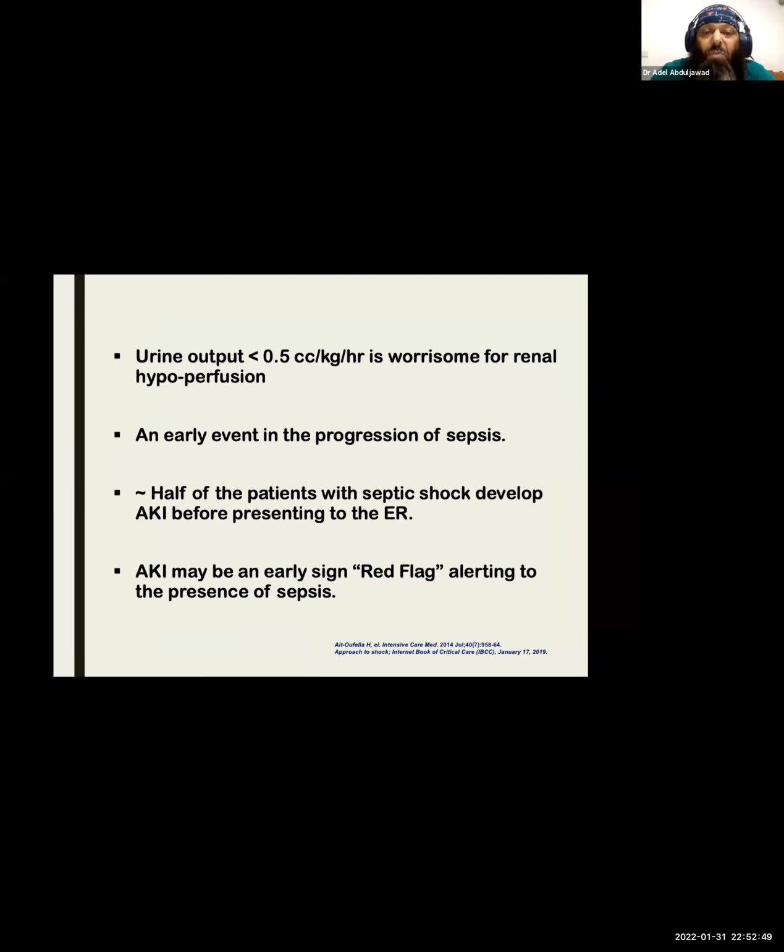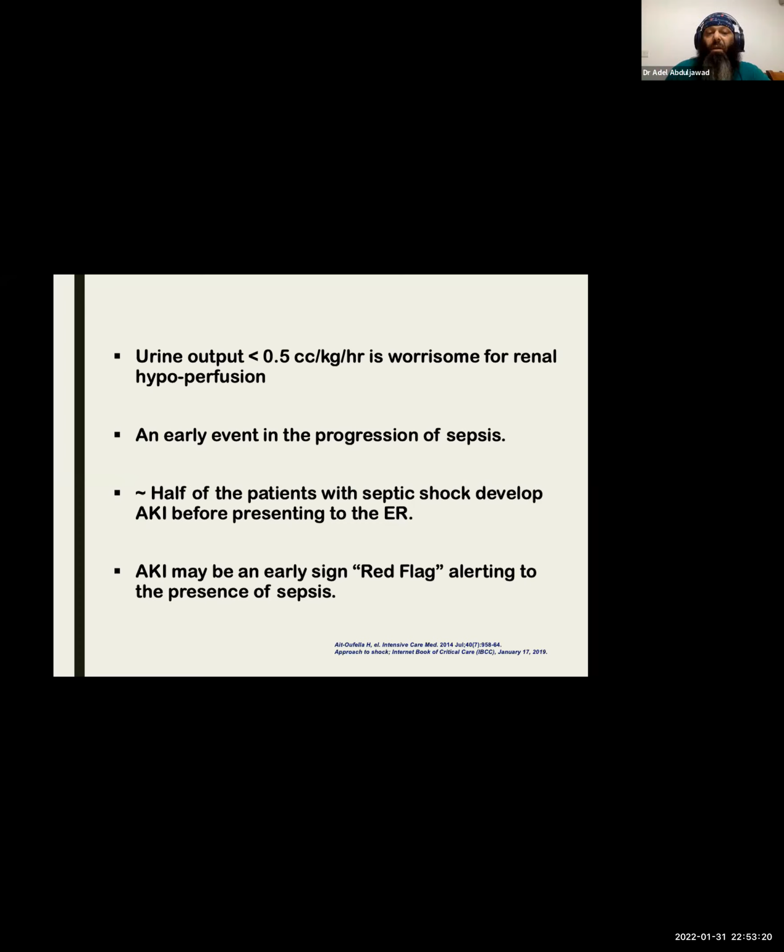What about the next red flag, the low urine output? The urine output represents renal perfusion. So if you have adequate urine output, maintaining between more than 0.5 to 1 ml per kg per hour, that is reassuring on clinical assessment. But if the urine output drops to less than 0.5 ml per kg per hour, this is worrisome for renal hypoperfusion. You have to be alerted now that there is renal hypoperfusion.